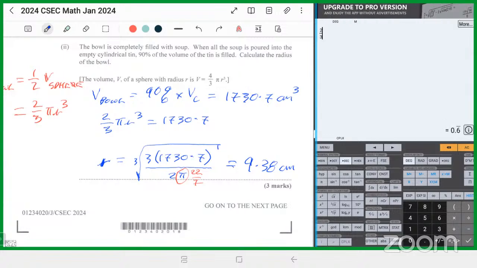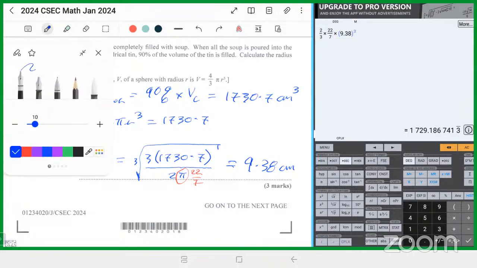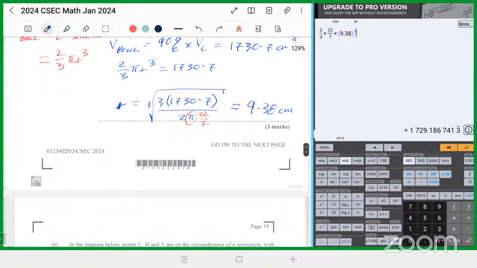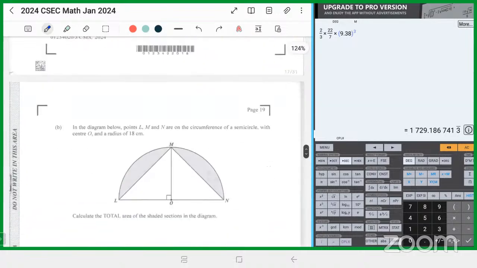times pi, which is 22/7, times that radius cubed, right? That is 9.38 cubed. And we get almost the same value, as we're not using the exact value for the R that we got, right? Which is good. All right, so we can accept that answer. Very good. So let's continue down here.